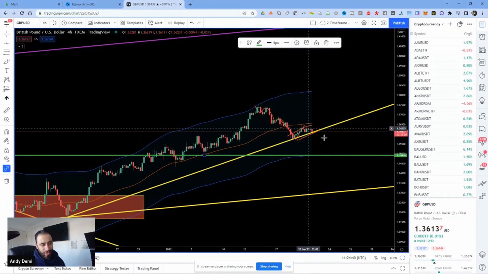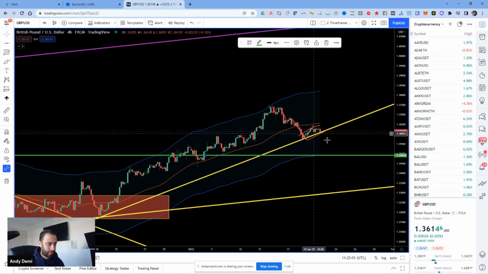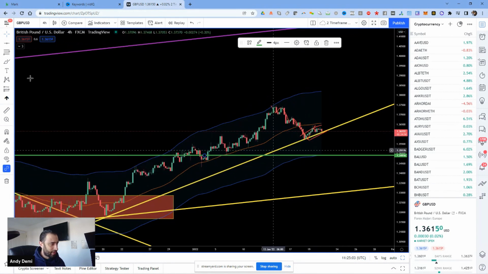So if this flag can break and we can break this line here, then the likelihood is that this market is probably going to push down towards here. So if you are looking to take something like this, you could look to take a breakout trade with a stop above these highs here. And if you want to be a bit more conservative, you could always put your stop a little bit higher as well.